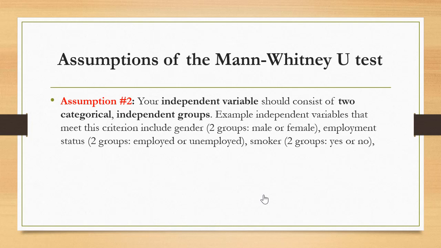Assumption number 2: your independent variable should consist of 2 categorical independent groups. Examples of independent variables that meet this criterion include gender, where we have 2 groups, male or female; employment status, 2 groups, employed, unemployed; and smokers, non-smokers. So it's the same assumption as the independent samples t-test.